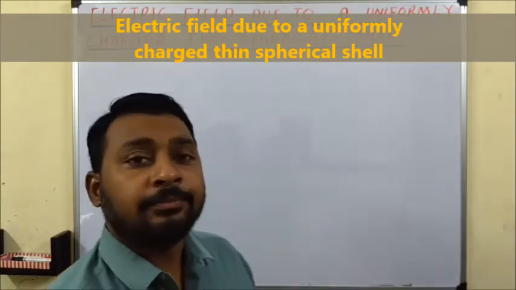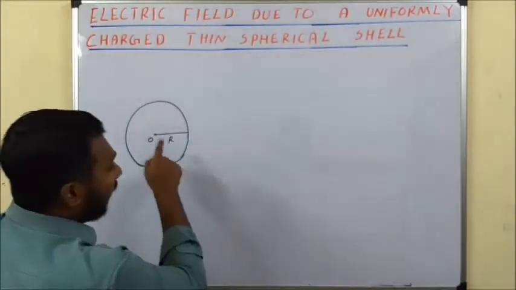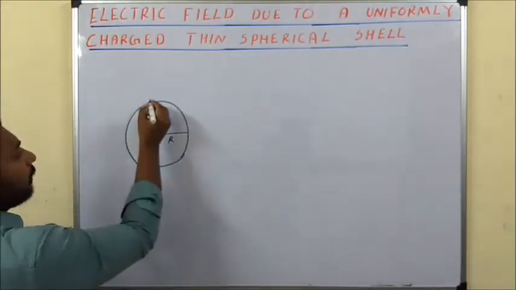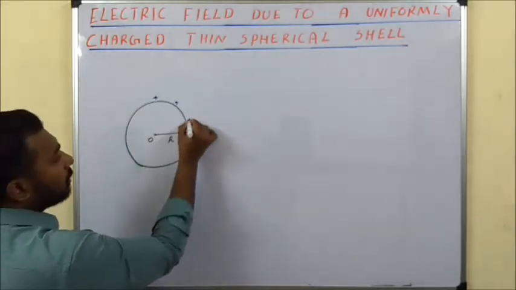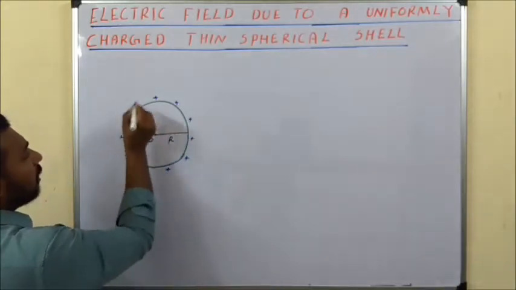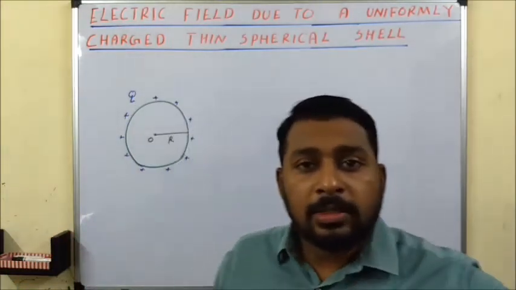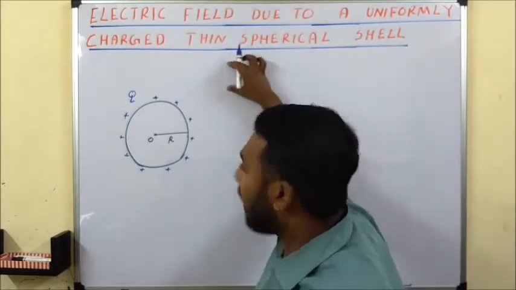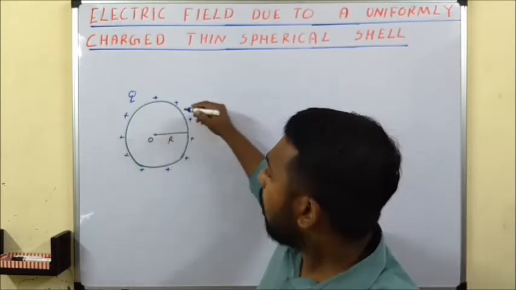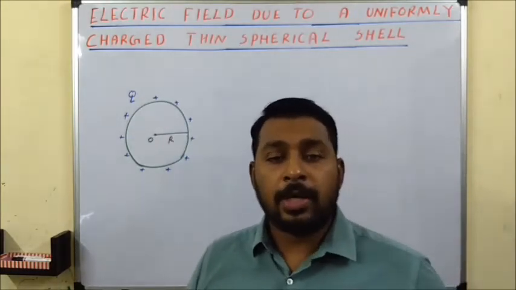So look at the diagram. We have a shell whose center is O, the radius of the shell is R, and inside it is hollow. It is uniformly charged, so this is the charge on its surface. Let this charge be Q. We are going to find the electric field outside the sphere, inside the sphere, and also on the surface of the shell. These three we are going to find out today.